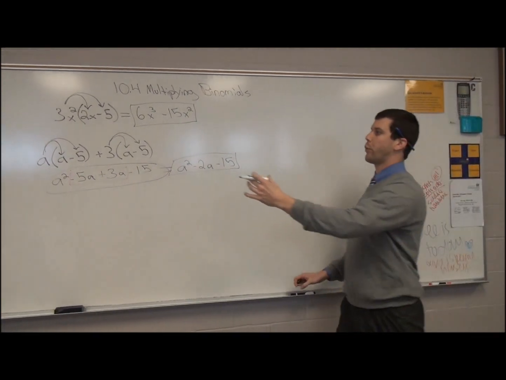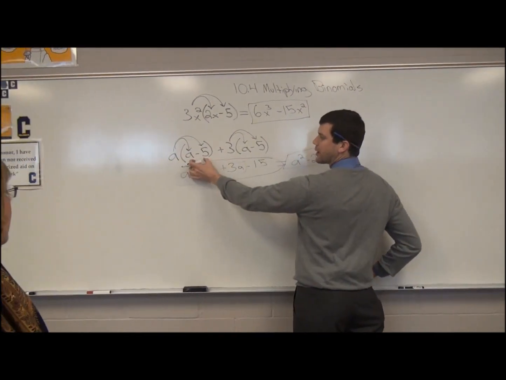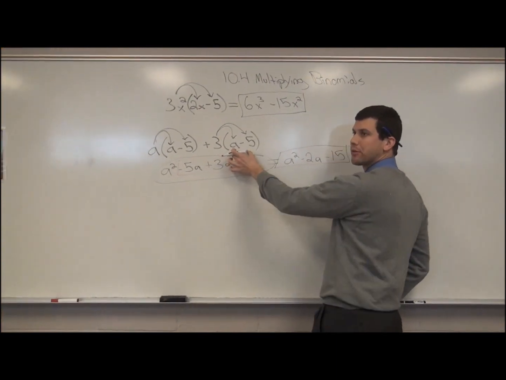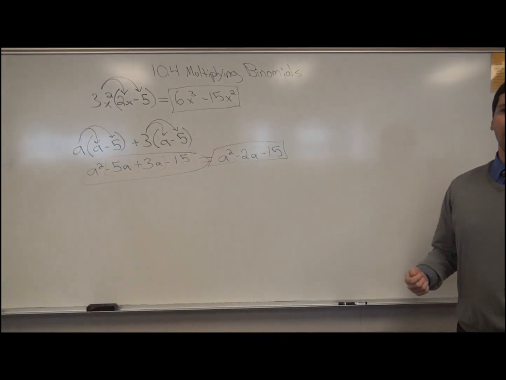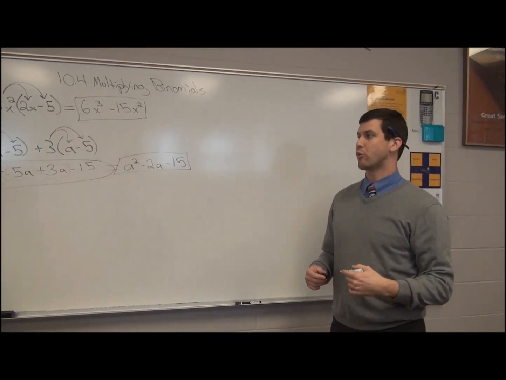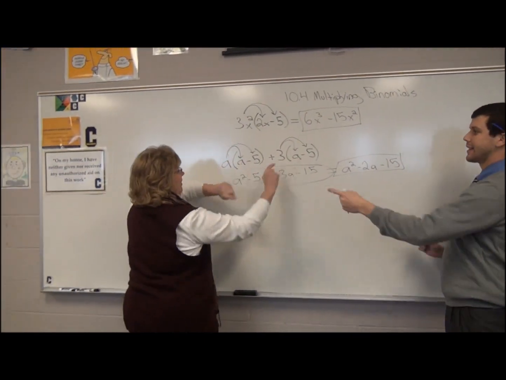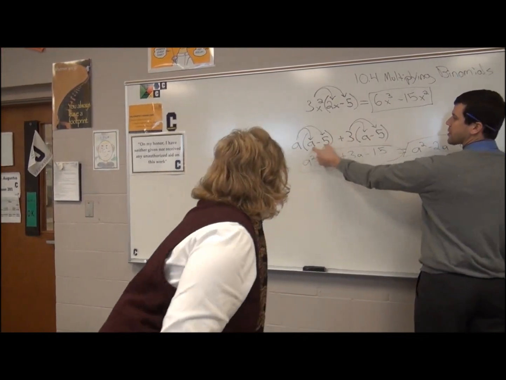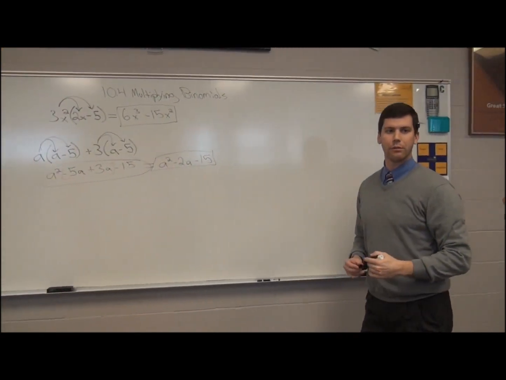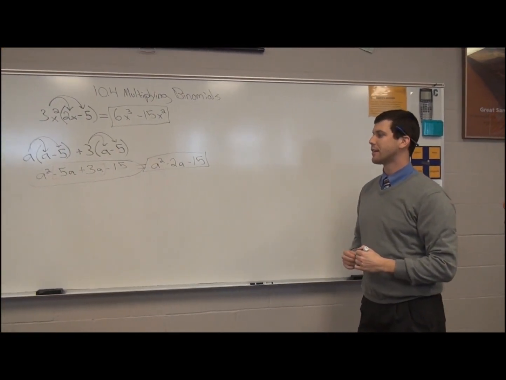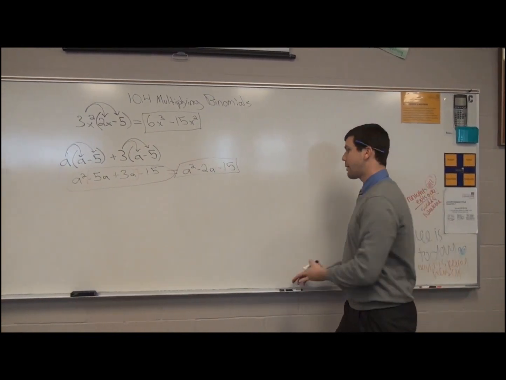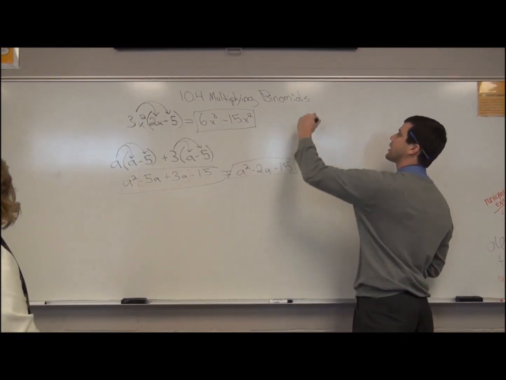This problem, we had the a being multiplied to a minus 5, and we had the 3 being multiplied to a minus 5. There's another way of writing that, because both of these are a minus 5. Do you know what's the other way we could write it? Write down a minus 5. A minus 5 is definitely one of them, so we want to get that down.